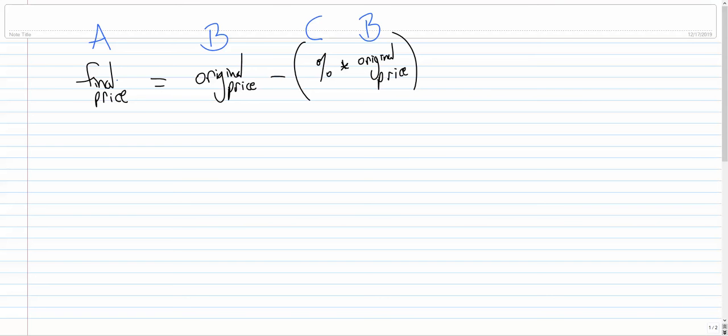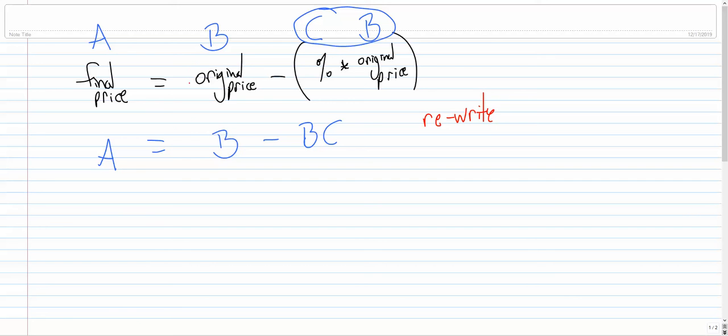So I'm going to rewrite this. It's going to be A equals B minus. I could write this CB, but the alphabet goes B then C, so I'm going to write it like this: B times C. I hope you don't mind, but it just sounds better to me when B is in front of C. So what did I do in this step here? I just rewrote it, and I cleaned it up and I used variables instead of the words.